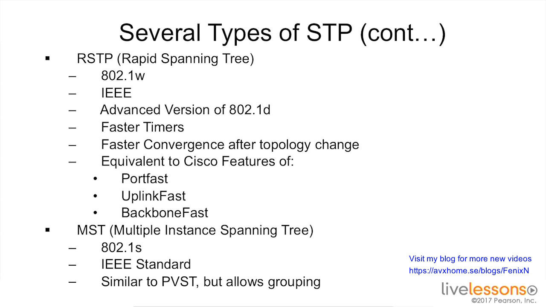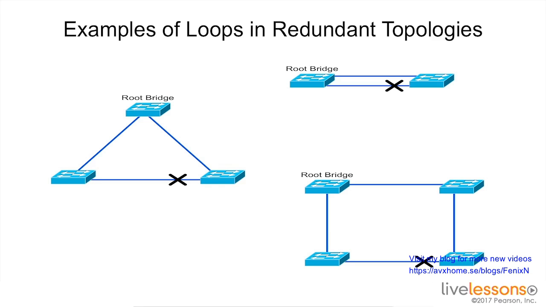There's also one more improvement: Rapid Per VLAN Spanning Tree Plus. Rapid Per VLAN Spanning Tree Plus is supported on the Nexus device along with Multiple Instance Spanning Tree. It shares all the same features of Rapid Spanning Tree, but allows you to have multiple instances of spanning tree per VLAN. Here are some examples of loops in redundant topologies, and what spanning tree would do to resolve those loops.